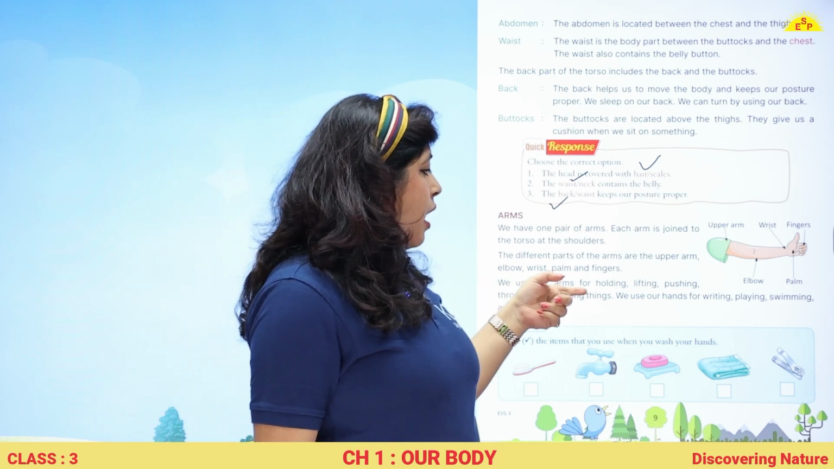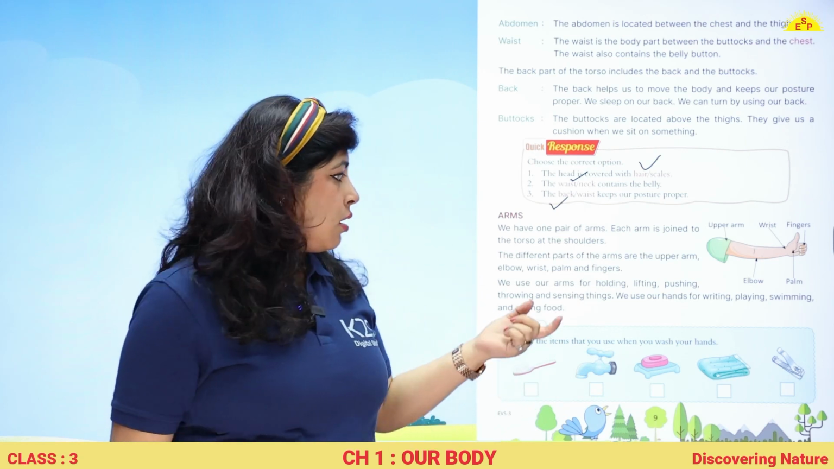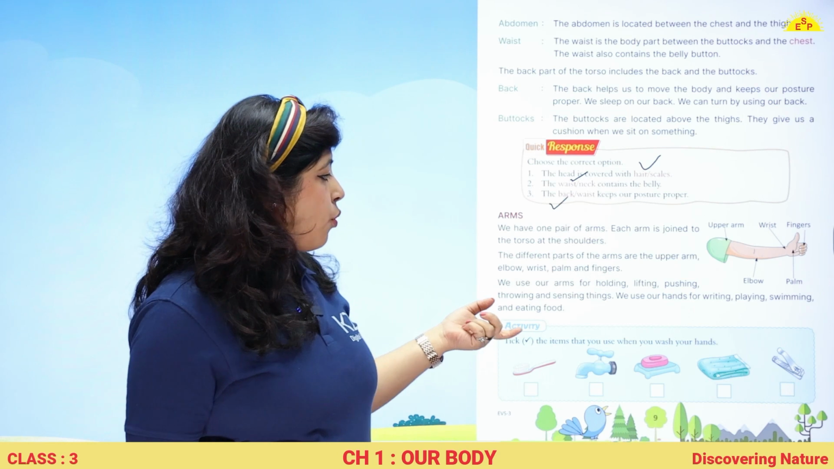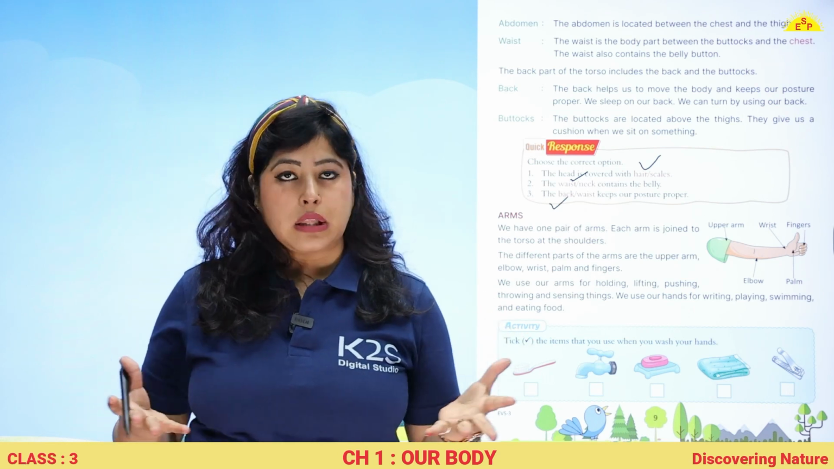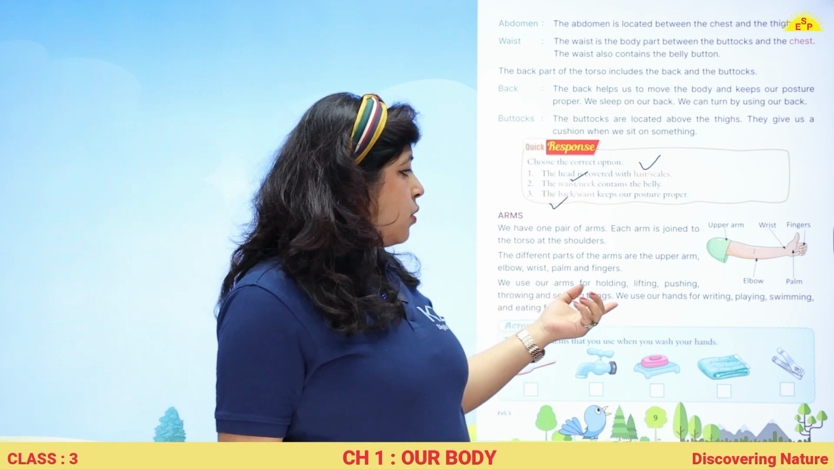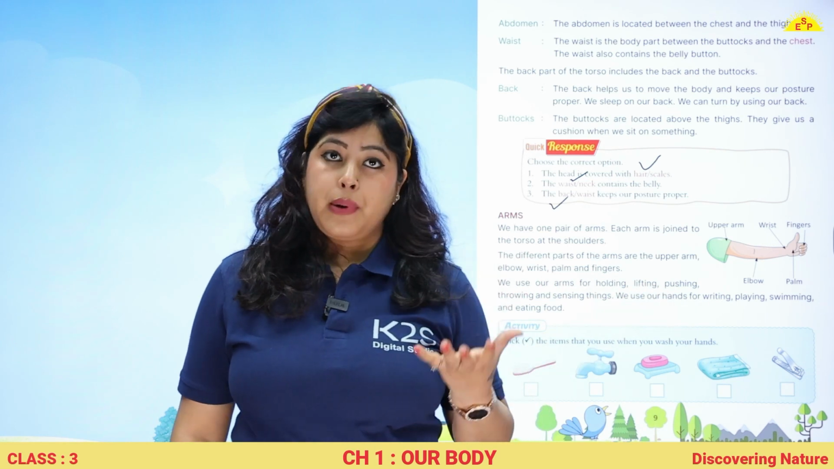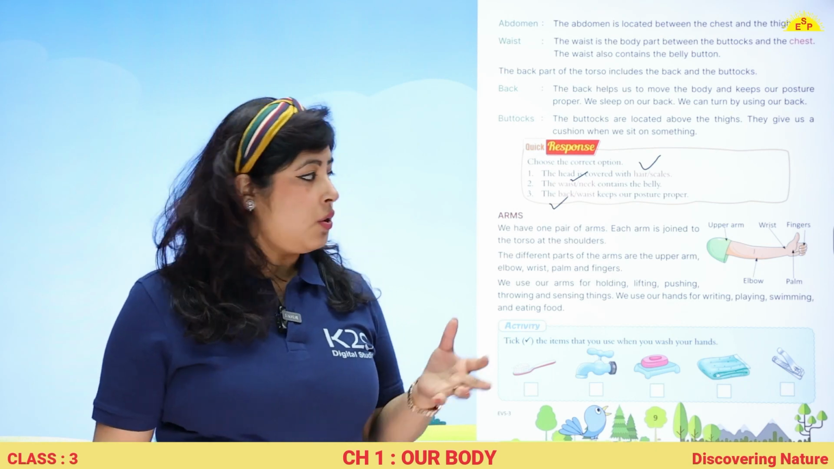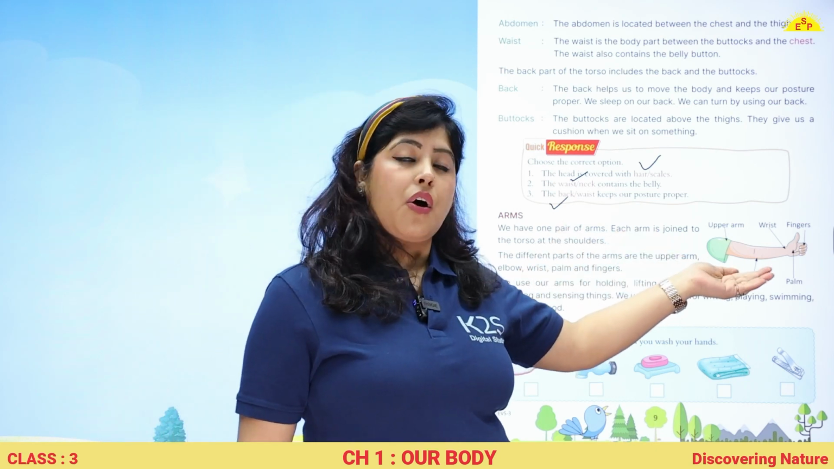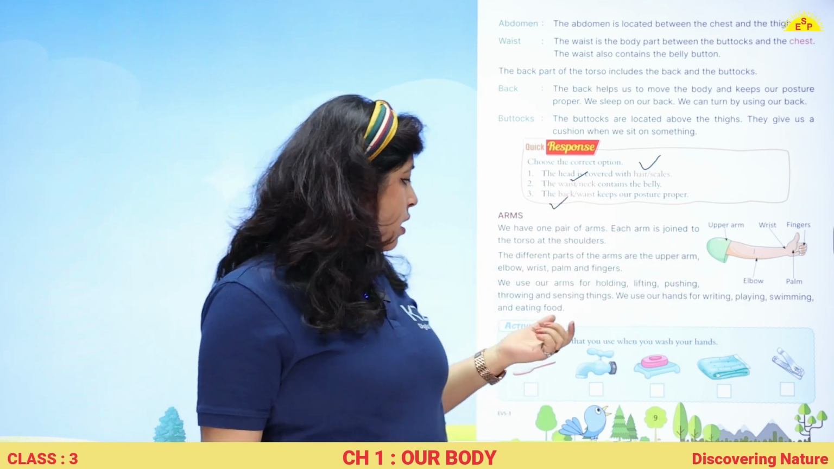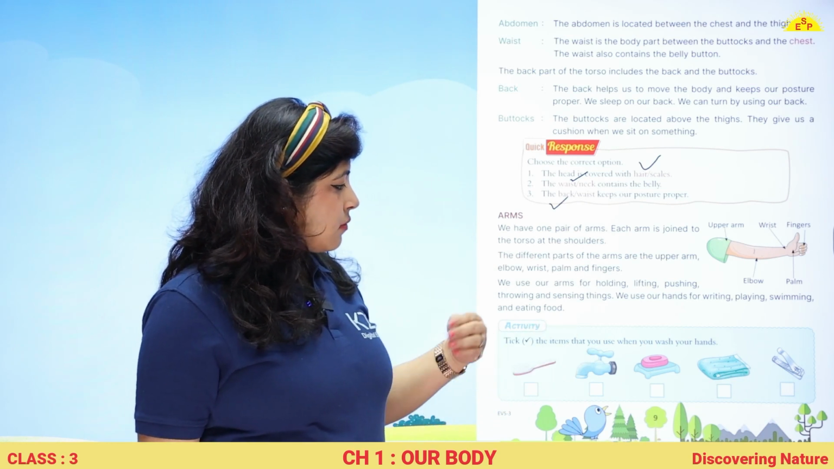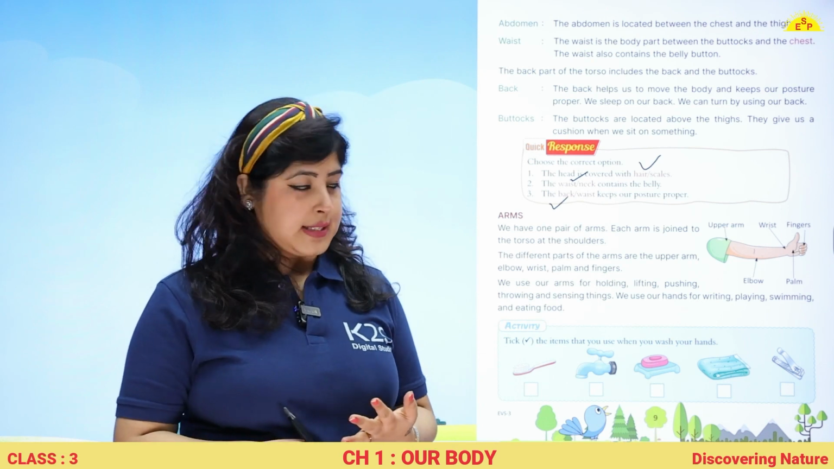We use our arms for holding, to lift something, to push something, throwing, and even sensing the things around us. We use our hands for writing, playing, swimming, and even eating our food. You can see all the labeled parts of your arms in the picture as well. Now there is an activity. Tick the items that you use when you wash your hands.